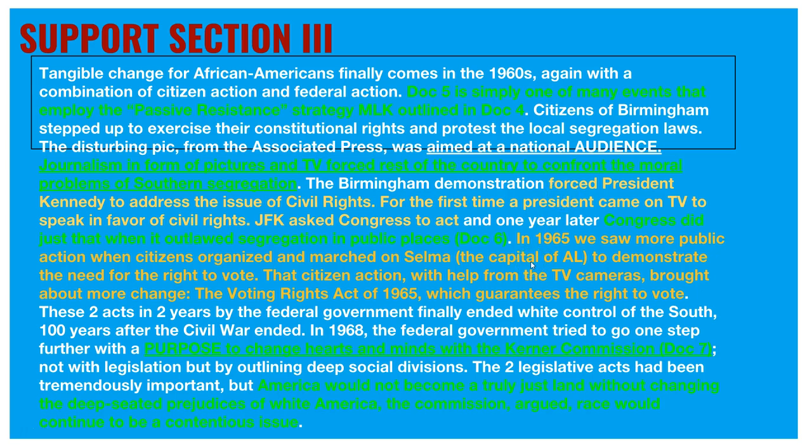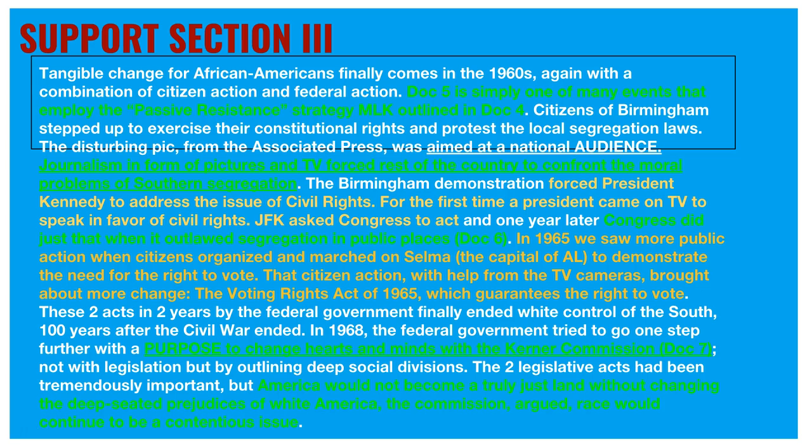It's like a little combo one here, where the March on Selma and the Voting Rights Act, one leads to the other, so I'm just going to group them together. And so then I'm providing some big picture analysis here for the reader, so that the reader sees that I'm keeping my eye on the big picture. And here it is: these 2 acts in 2 years by the federal government finally ended white control of the South 100 years after the Civil War ended.